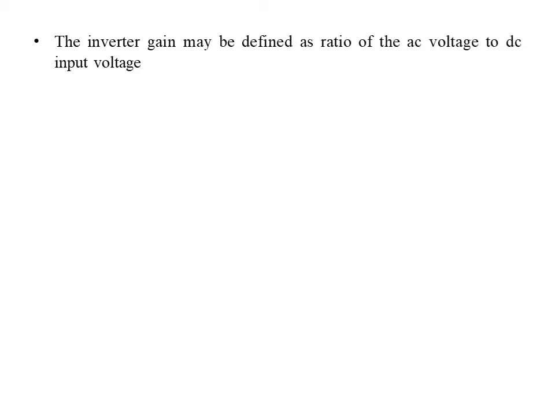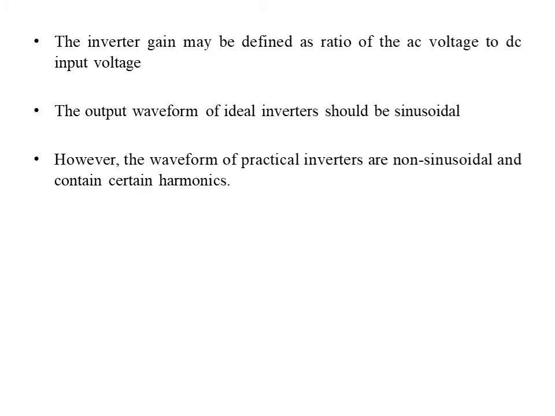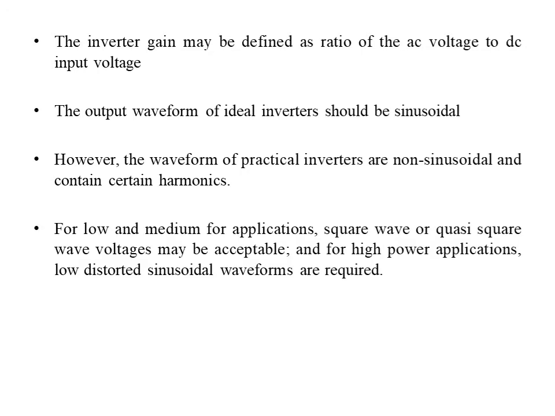The inverter gain is defined as the ratio of AC voltage to DC input voltage. The output waveform of an ideal inverter should be sinusoidal. However, in practical inverters, the output waveforms are not sinusoidal and contain some harmonics. For low and medium power applications, square wave or quasi square wave voltage may be acceptable, but for high power applications, a low distorted sinusoidal waveform is required.